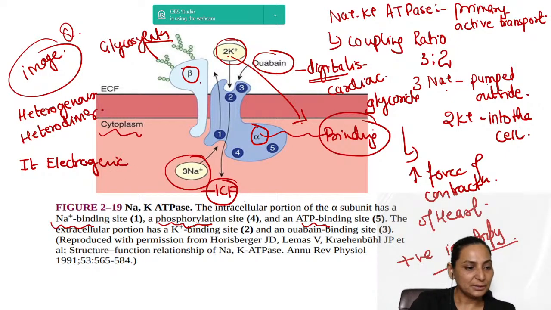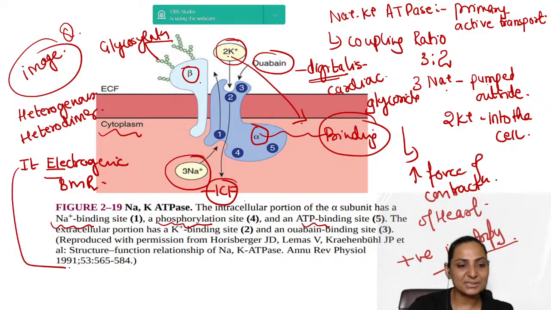Electrogenic pump, right? It is contributing to your BMR. Why electrogenic? It is throwing 3 sodium outside and taking 2 potassium inside. That means there is a net loss of 1 positive ion.